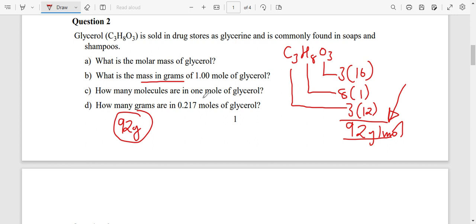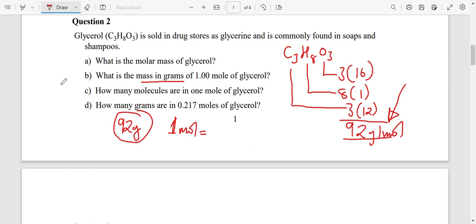How many molecules are in 1 mole of glycerol? Now, 1 mole of anything, we know that that is what? It has stopped showing here. Oh, you are not seeing what I'm writing. It has been stuck. Okay. Yeah, now it has started. Okay.